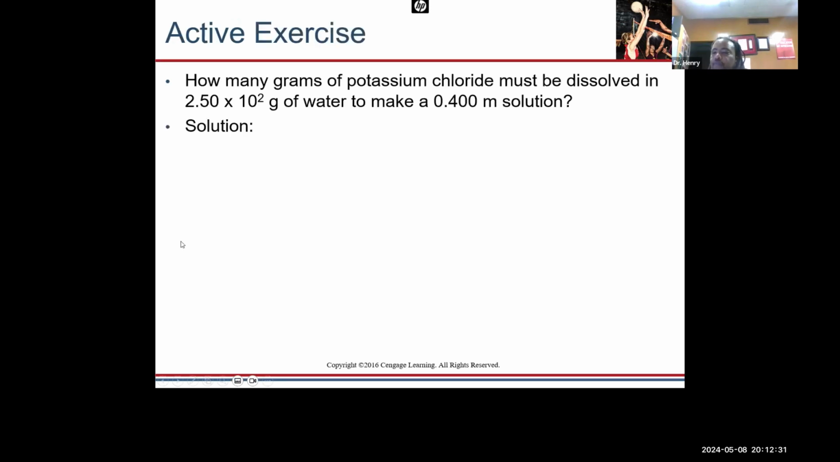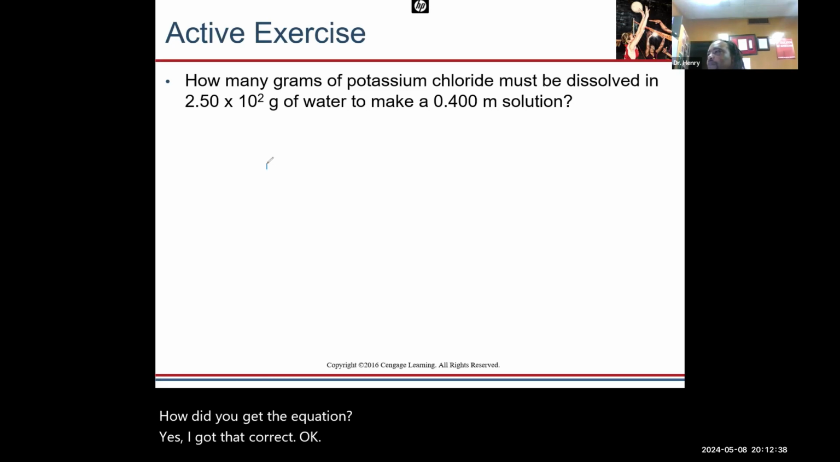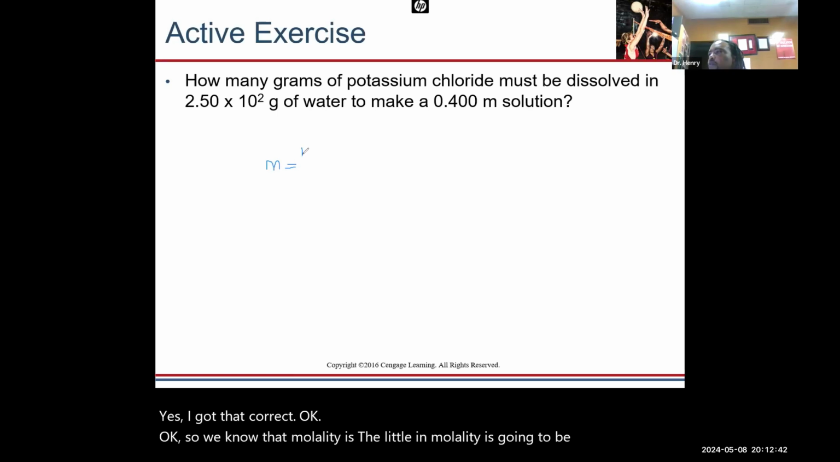Oh, did you get the equation? Yes, yes, I got the equation. That was the first thing I darted for. Okay, so we know that molality is the little m. Molality is going to be equal to moles over kilograms.